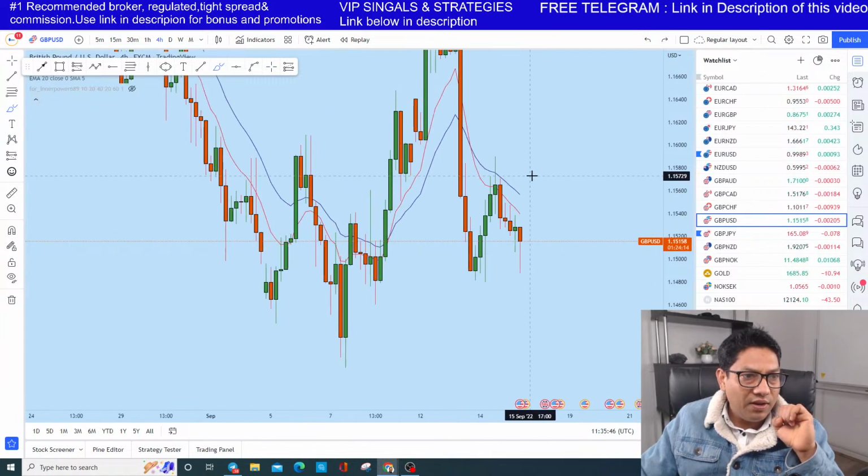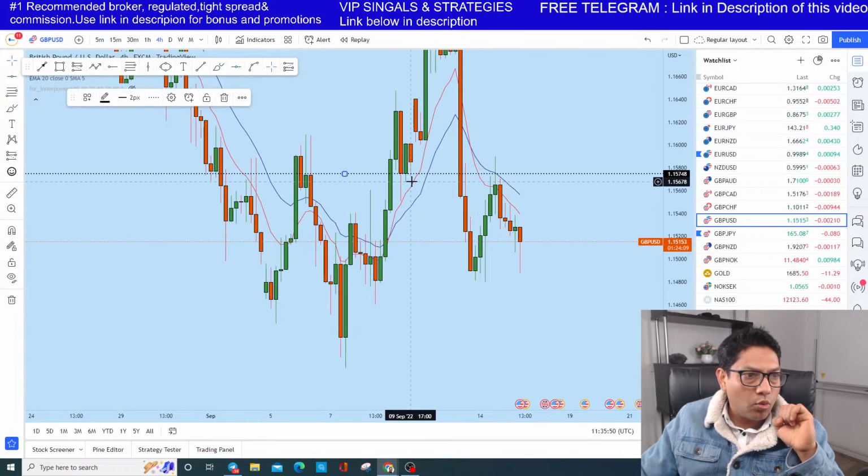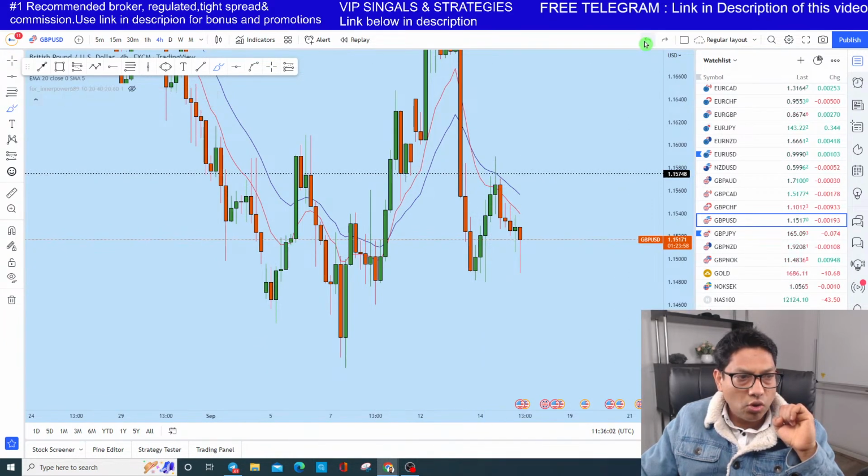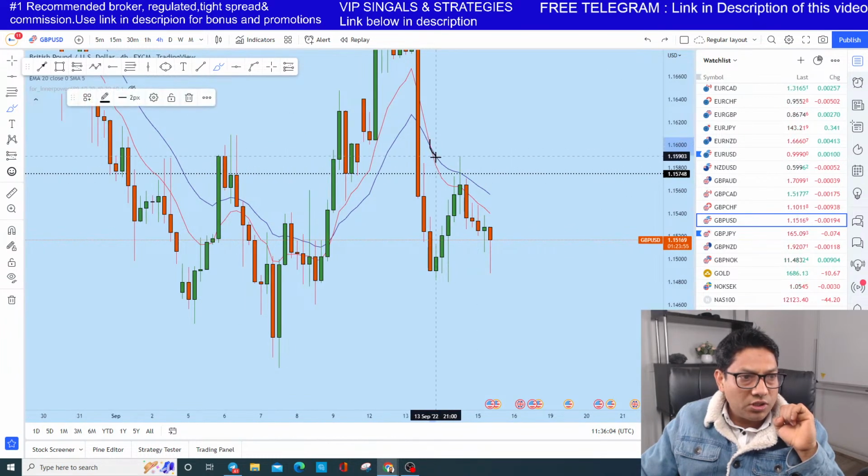Because at this level, you can see quite a few candles created a very important level of support here. The same level acted here as a resistance, and now the same level is acting here as a resistance. Also, you see the 20 period moving average penetrated this level of resistance, and now it is dropping.